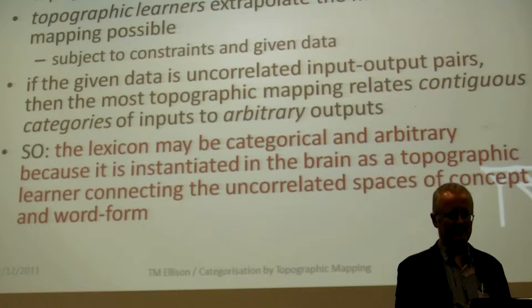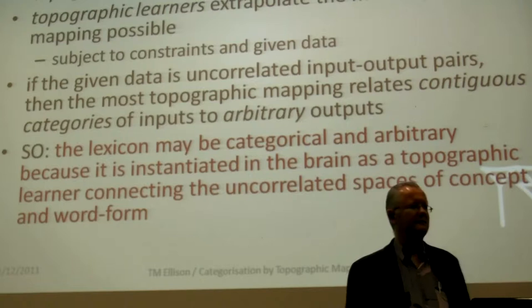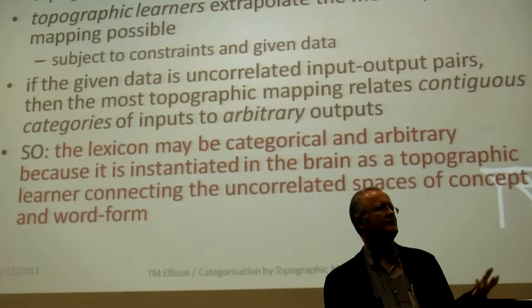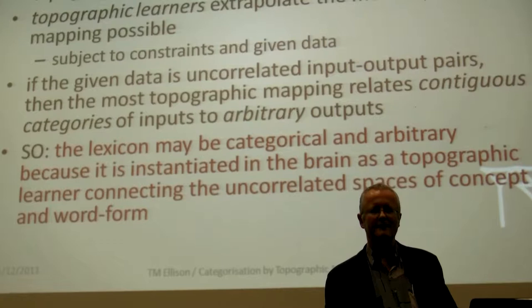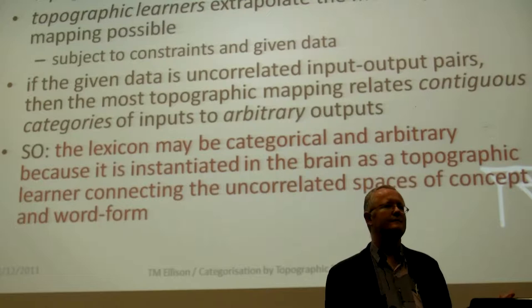And the conclusion I'm going to draw is that this gives us a model for how something like the lexicon could have arisen in humans as just a natural result of the wiring we have in our brain, when that's connecting different parts of the brain that are related to uncorrelated spaces, like the concept space and the space where you do your speech production.